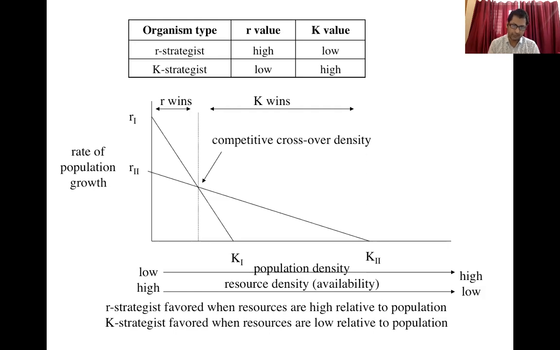What happens when the resources deplete? At that time K strategists come, because the growth rate is lower and the resources are lower, and at this point the K communities take over. So the competitive crossover density is here, where the R and K communities both live together. But as soon as the resource availability decreases, the K communities can grow. K communities grow when the resources are low relative to population, and R strategists are favored when the resources are high.